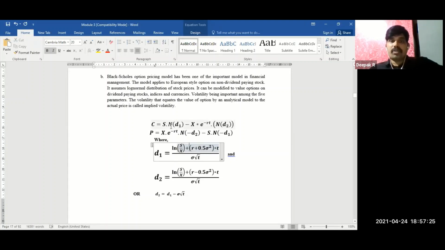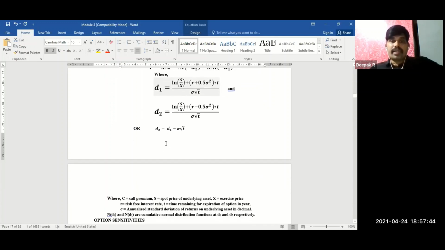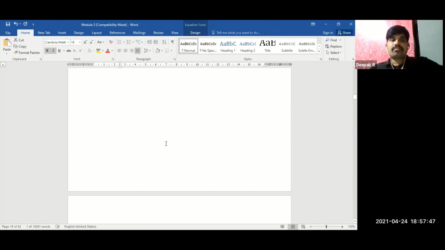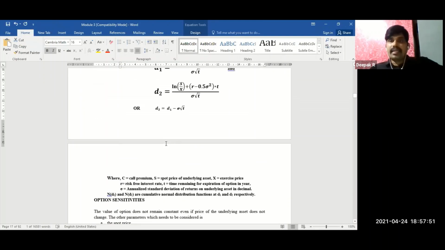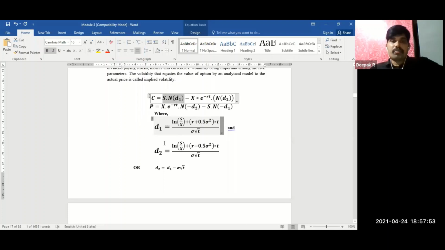the spot price, because if this turns out to be positive, this is S into N(D1). So if this turns out to be positive, there are higher chances that the probability that the spot price will be greater than the exercise price will be very, very high. I'll be sending an example; I did not put it here.